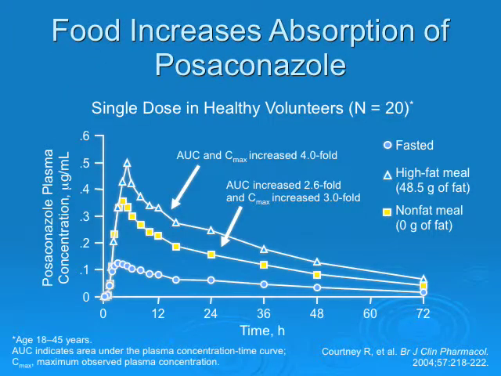Posaconazole, on the other hand, is a very different story, more like itraconazole. When you give posaconazole in a fasting state, you're likely to fail to achieve clinically relevant concentrations of the drug. So you're setting the patient up for failure.